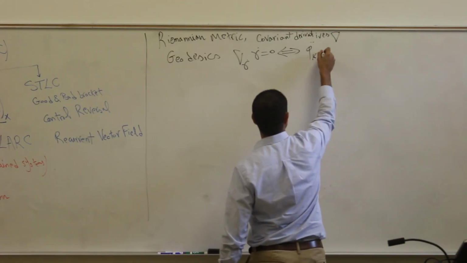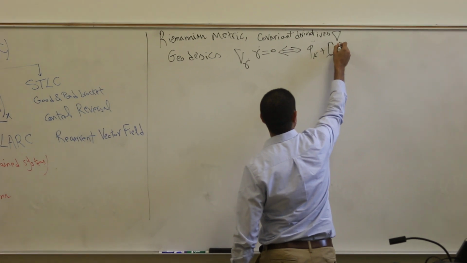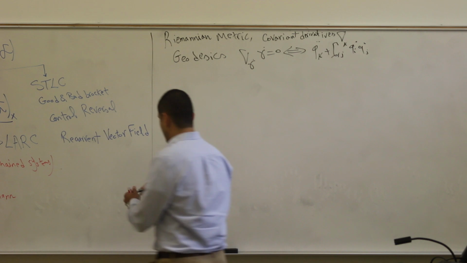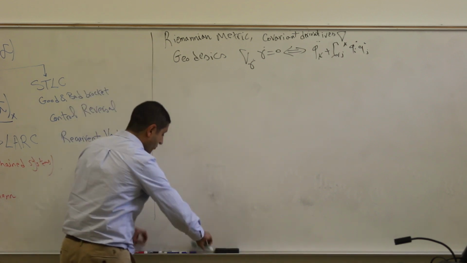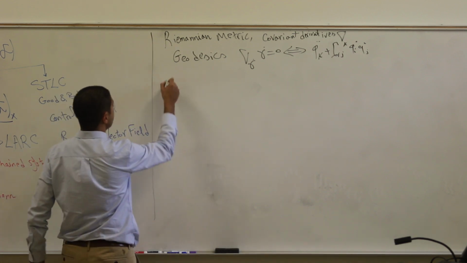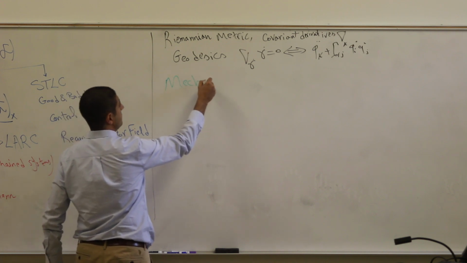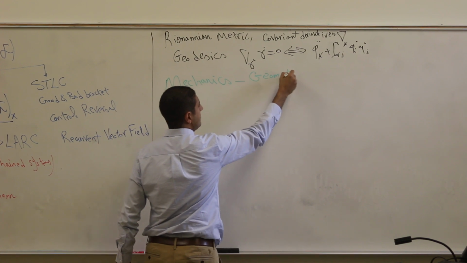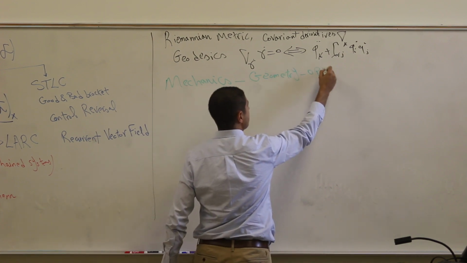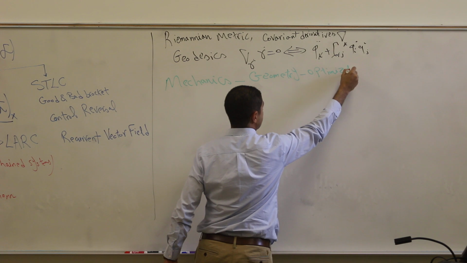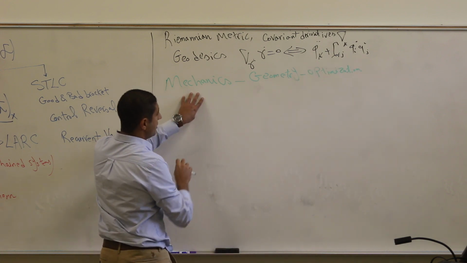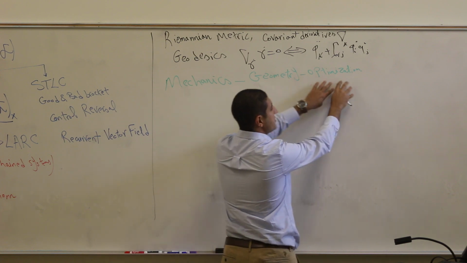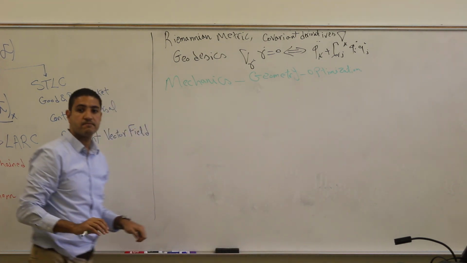Q double dot, gamma, I, J, K, Q I dot, Q J dot. How to get the gammas from the Riemannian metric, and more importantly, the relation between mechanics, geometry, and optimization, right? So for a mechanical system, the equations of motion are just the geodesic, which minimizes the action integral, right?